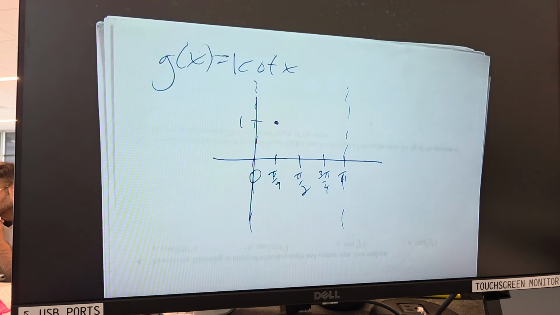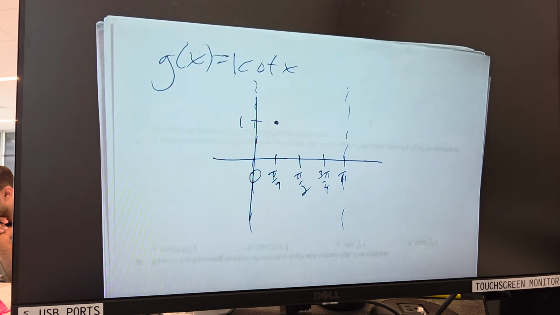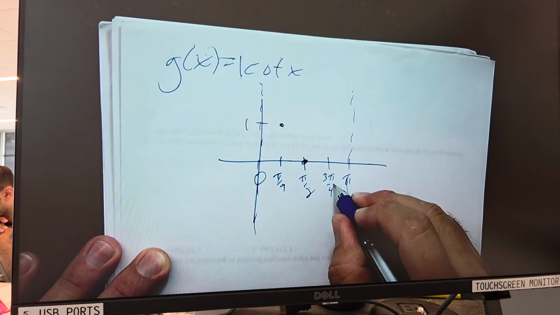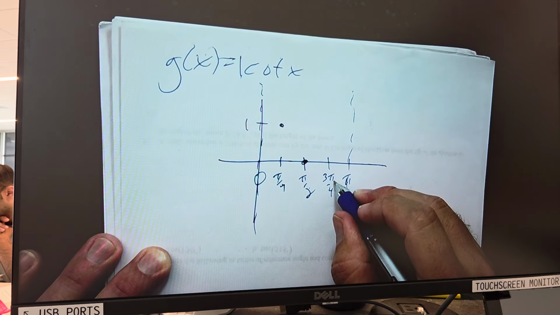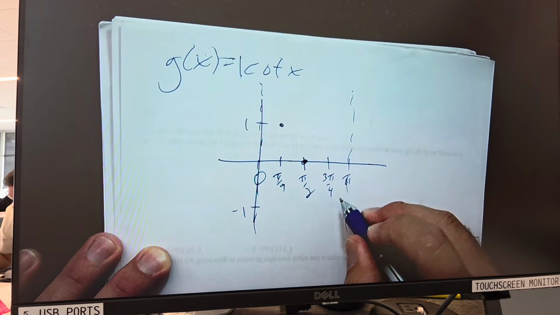Cotangent is cosine over sine. Cosine of pi over 2 is 0. Sine of pi over 2 is 1. So cotangent of pi over 2 is 0. Cotangent of 3 pi over 4 is the same as this, except now I'm in the second quadrant, so it's going to be negative 1.